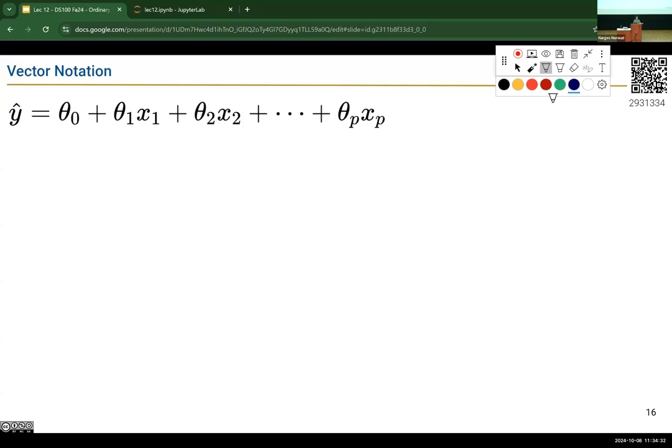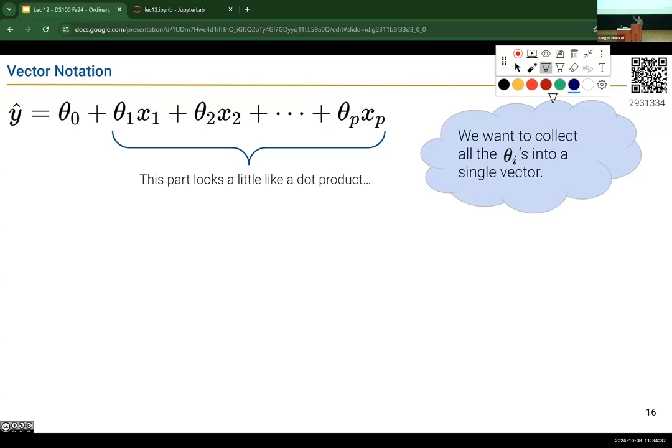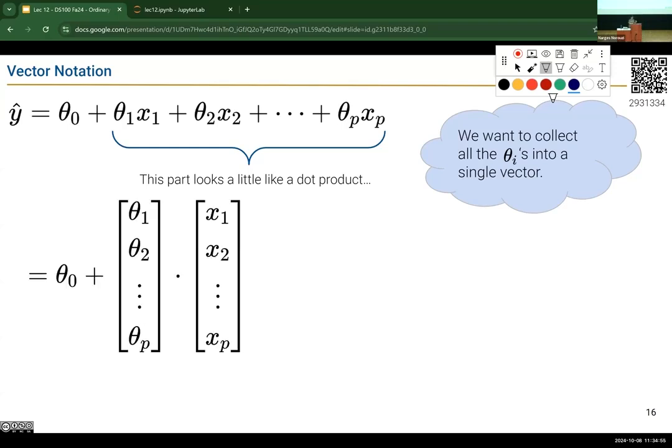The place that I'm going to use that trick is here. For the part with theta 1 times x1, theta 2 times x2, all the way to theta p times xp, that's as if there was a vector of theta values and a vector of x values, and I'm calculating the dot product between the two. So this is going to be simplified and be equal to theta 0 plus the dot product between those two vectors. It's going to be much simpler.